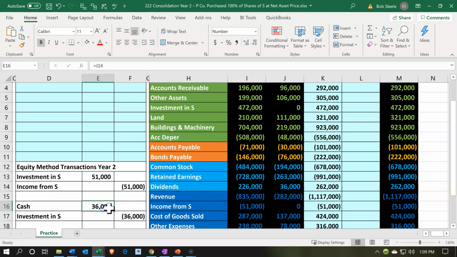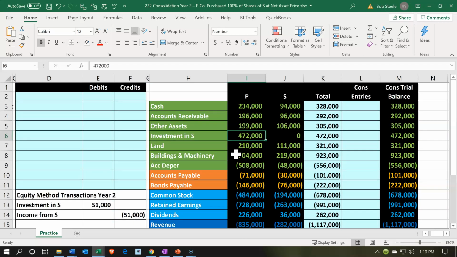Therefore, cash went up for P, and the investment then went down. So in other words, this one line item, because we're using the equity method here, for P, and they bought 100% of S for the net asset value of S. So that means that this net asset is basically representing assets minus liabilities. So assets minus liabilities is the 472,000.